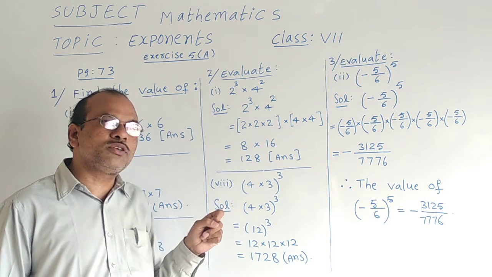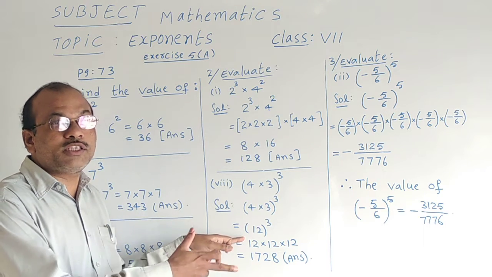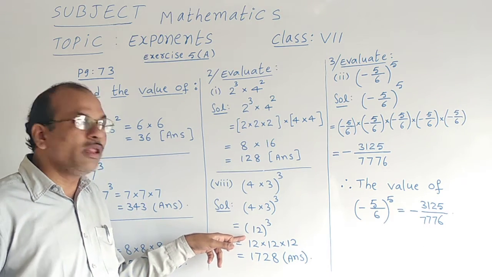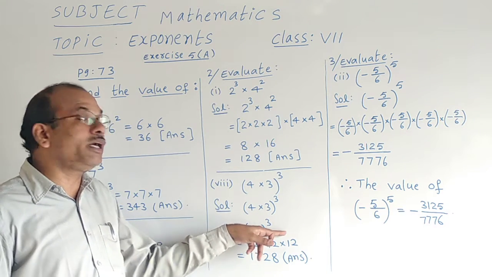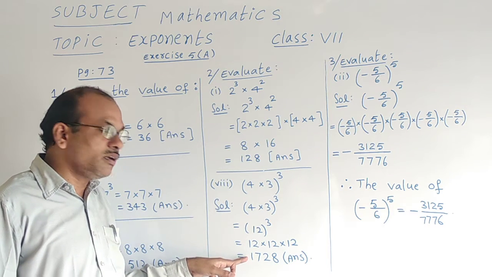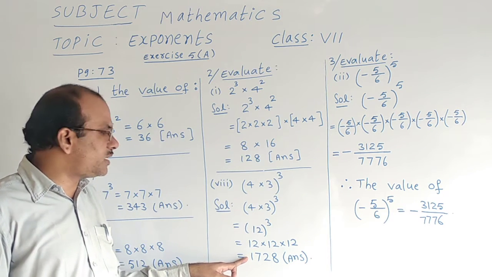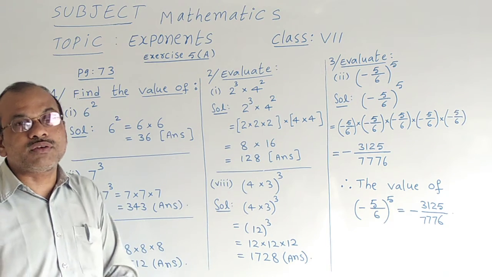12 into 12 is 144. If you multiply 12 and again 12, you get 144. If that 144 is multiplied with 12 in the rough, then we will get an answer, that is 1728. That becomes the answer for the given question.